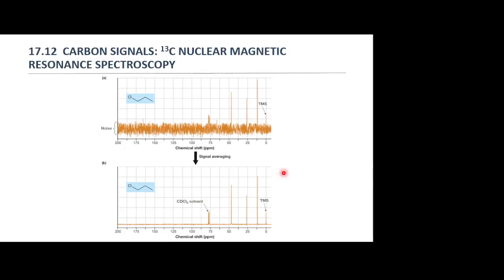Now, what we can do is we can take a bunch more signals, we can take a bunch more spectra, and then we can average them together. And because the noise is random, it's going to average down to 0. And so we get this right here.